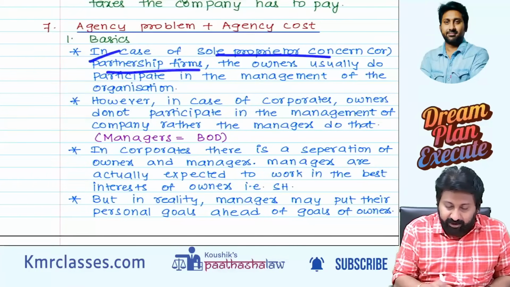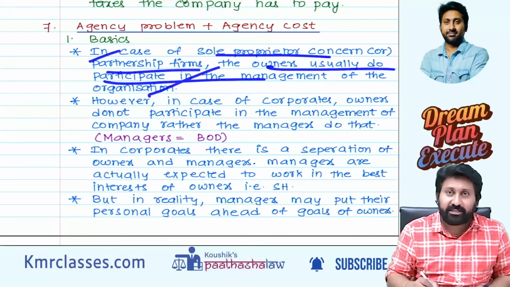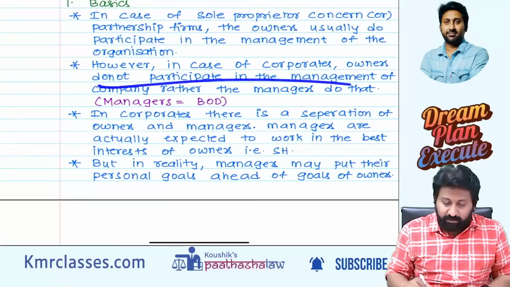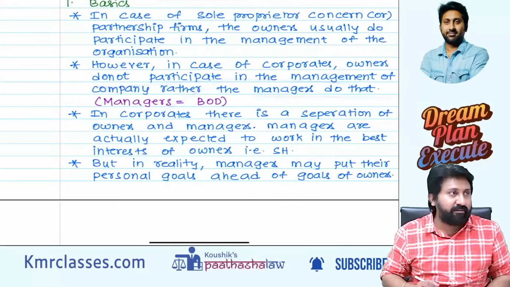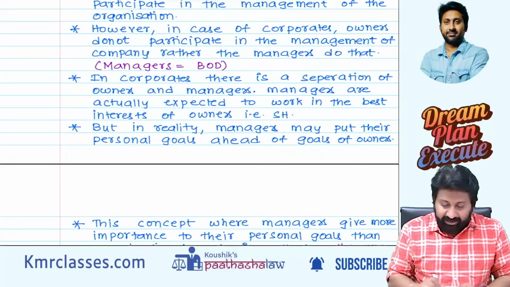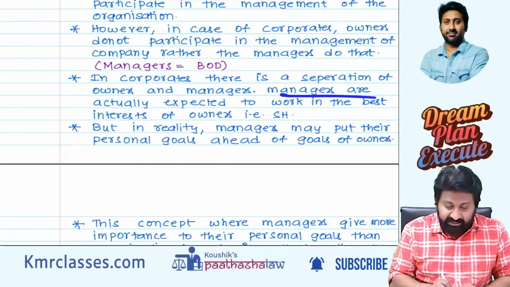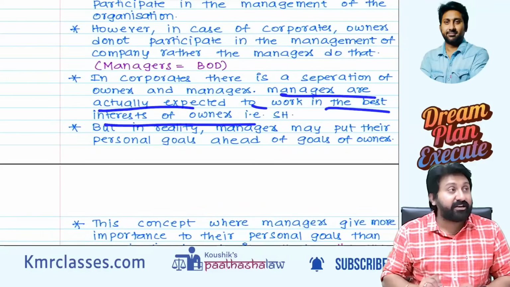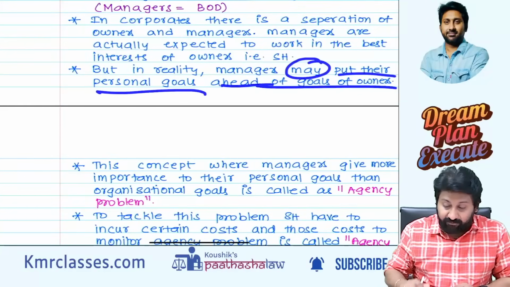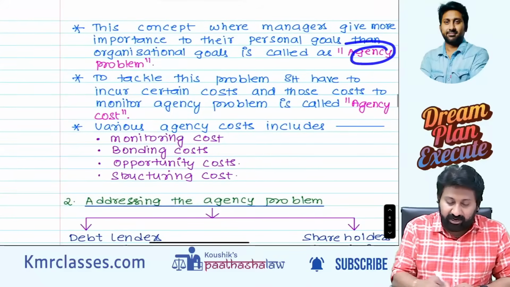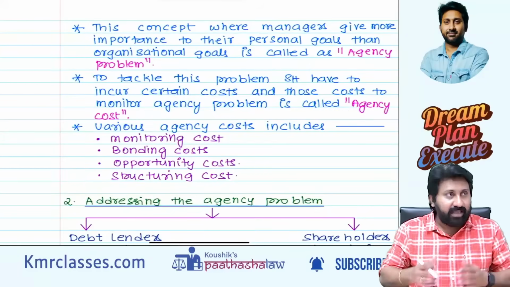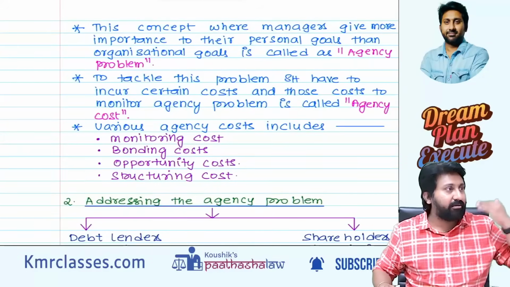In case of sole proprietor and partnership firm, owners usually participate in the management. Point one, that's what I said. But in case of companies, corporates, owners do not participate, managers do that. Management means board of directors. In corporate, there is a separation of ownership and management. Managers are actually expected to work in the best interest of the shareholders. But in reality, managers may put their personal goals ahead of the goals of the owners. This problem is called an agency problem. To tackle this, shareholders have to incur some cost called agency cost. As I said, line by line they have given it as an answer.